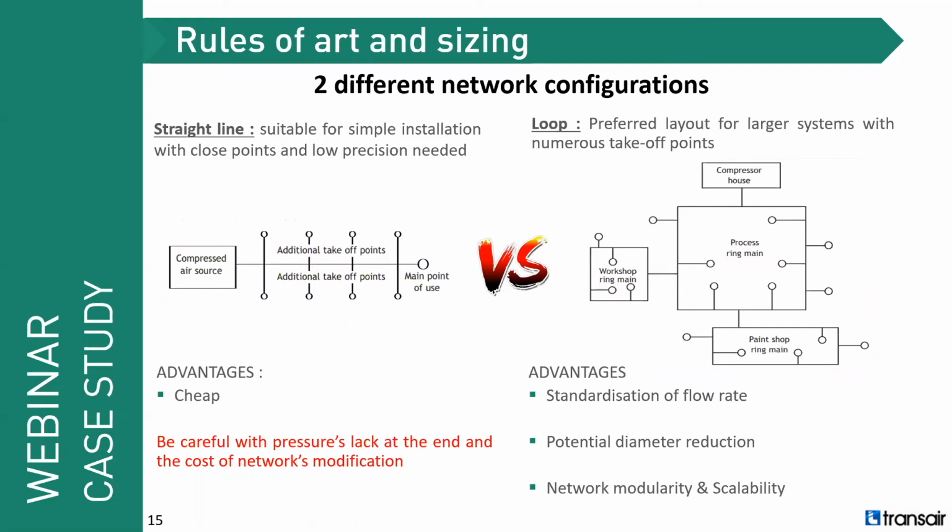Because your network is going to be separated for each area with its own loop, you can have better maintenance behind that with a couple of valves to isolate the parts. Same goes with your process, etc. Better modularity, better scalability of your network. So in almost every project, we go for a loop configuration. Straight line is only for small projects, 4 or 5 points max.